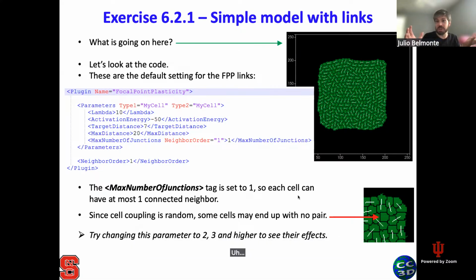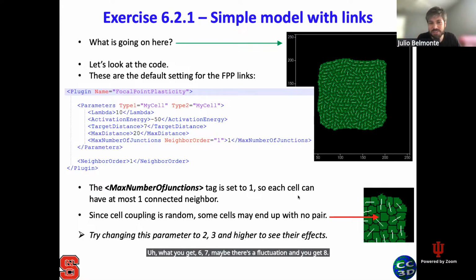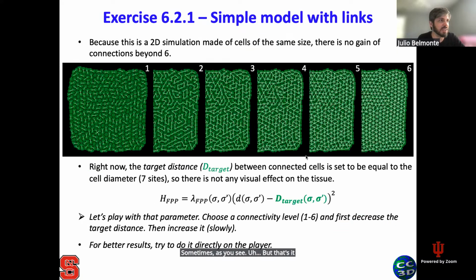If it was a three-dimensional simulation, then you can go to 10 very easily, right? But in 2D, with all the cells the same size, you get 6, 7, maybe there's a fluctuation and you get 8. Sometimes, as you see. But that's it. Okay, so let me show my next image.